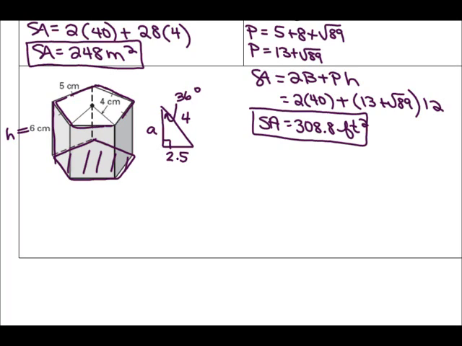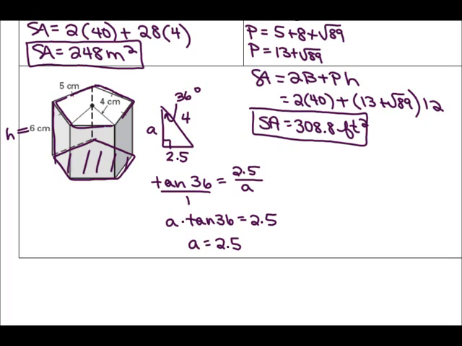I'm going to do the tangent ratio. So tangent of 36 degrees is going to equal the opposite side divided by the adjacent side. See, my variable is in the denominator, so I'm going to cross multiply. That gives me the apothem times the tangent of 36 equals 2.5. So that means the apothem will equal 2.5 divided by the tangent of 36.